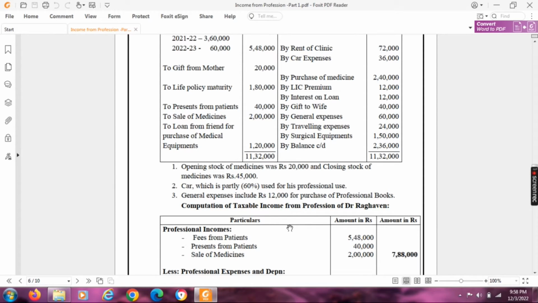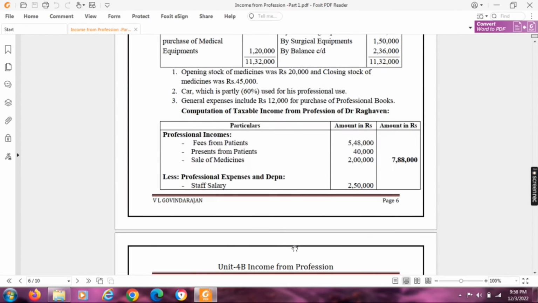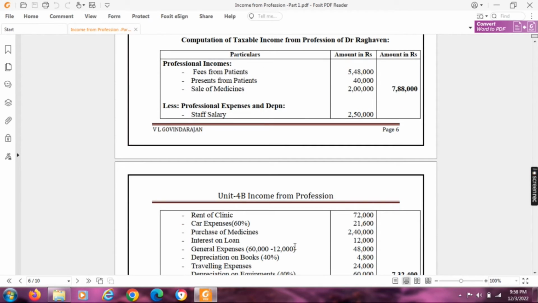General expense includes 12,000 for purchase of professional books. General expense, how much? Totally 60,000. That 60,000 includes purchase of professional books, 12,000. Actually, for the professional books we can charge only depreciation at 40%. Right, so we start the answer.